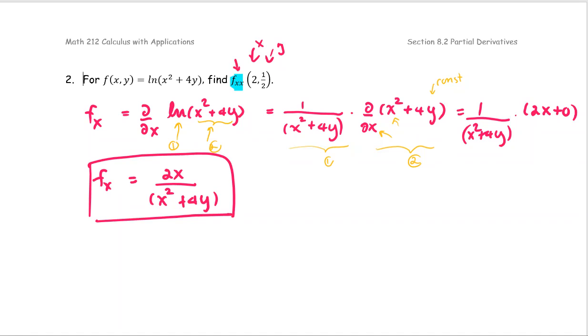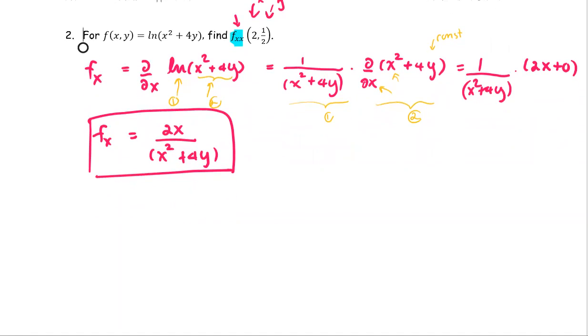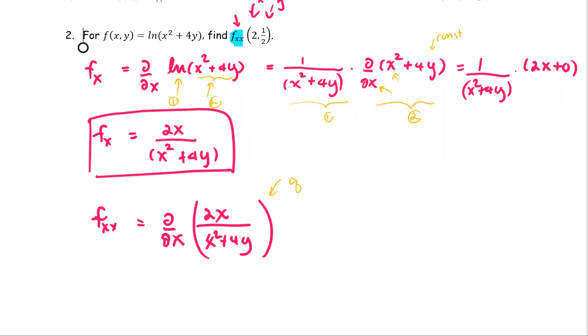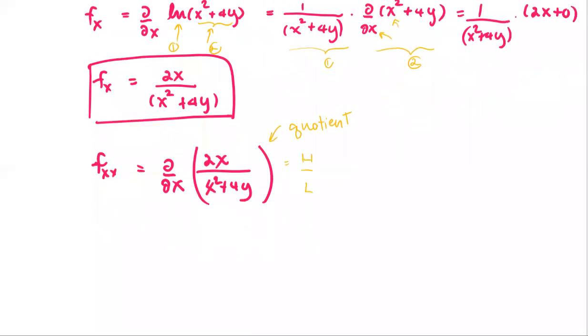Our goal is the second partial derivative. Next one, fxx, which is the partial derivative with respect to x of 2x on the top, x squared plus 4y on the bottom. Guess what? We have a quotient. What rule are we going to use? Quotient rule. The high over the low. Fun, huh? Not for me. It's going to be the low d high minus high d low. Draw the line, low squared.